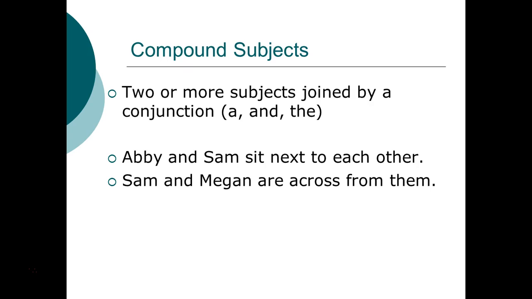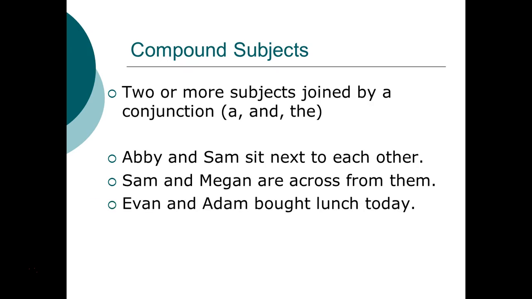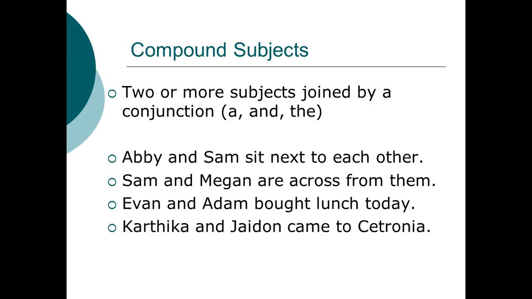Another one, Sam and Megan are across from them. So Sam and Megan would be the subject. So compound subject, two or more subjects joined by a conjunction. Evan and Adam bought lunch today, and as another example, you can see Evan and Adam are the subjects there, making the sentence containing a compound subject. And we can see Karthika and Jaden came to Citronia. Karthika, Jaden are both the compound subjects.